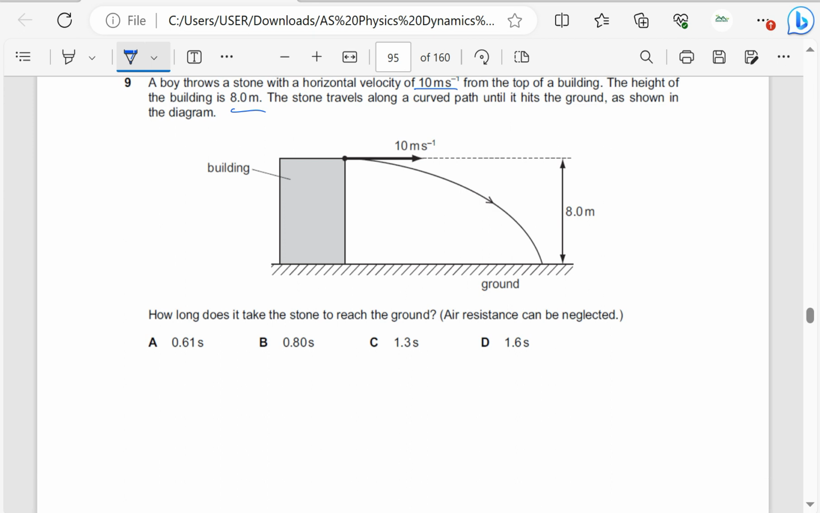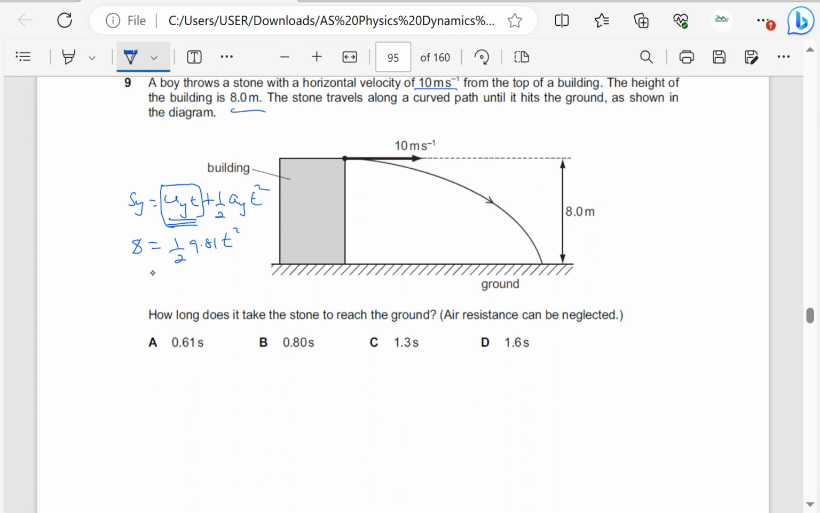So here we're just going to use equations of motion, since if we assume air resistance is negligible, the acceleration is constant. If I consider vertical motion and use S in the vertical equals U in the vertical times T plus a half times acceleration in the vertical times T squared, this part here becomes 0. So S in the vertical, 80, equals a half times acceleration, which is 9.81, times T squared.